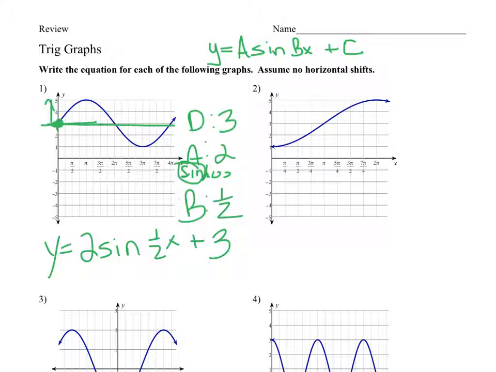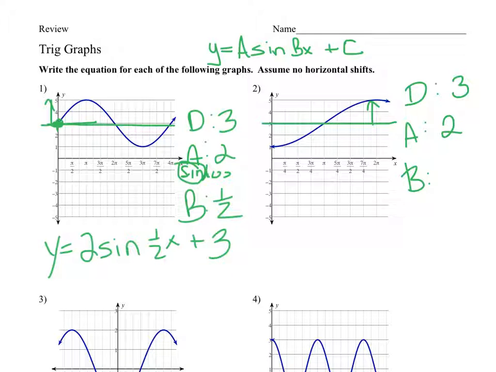All right, so looking at this next one here, we have a curve right here. We can assume this is the max and this is the min, so the midline would be right in between them. So D would be here. If you can't figure it out, again, use the formula, max plus the min divided by 2. So this would be at 3. Amplitude is how high it goes from the midline, so again, that's 2.